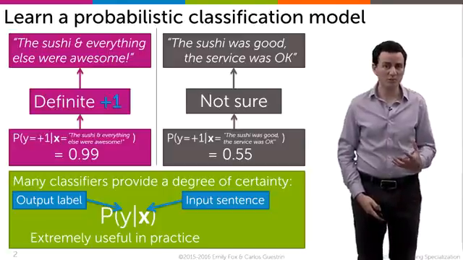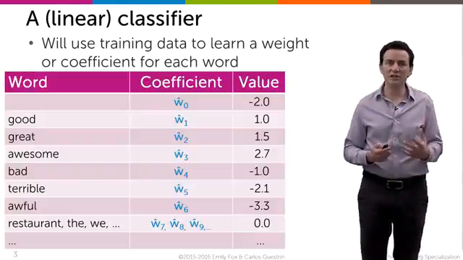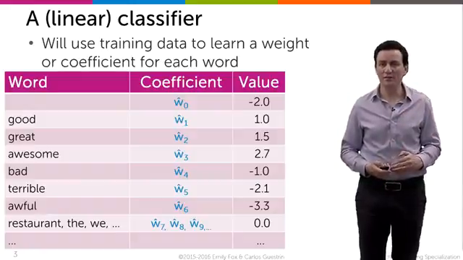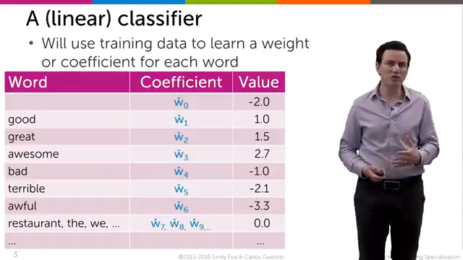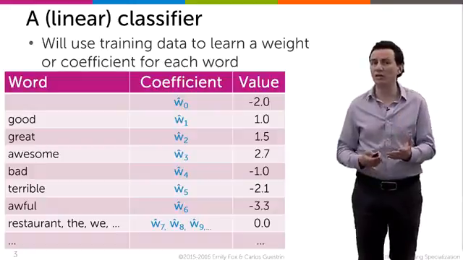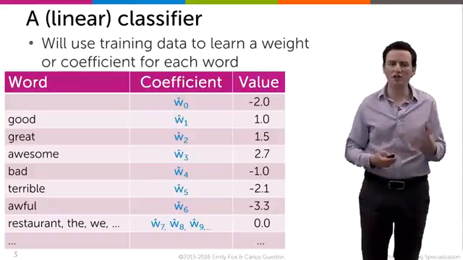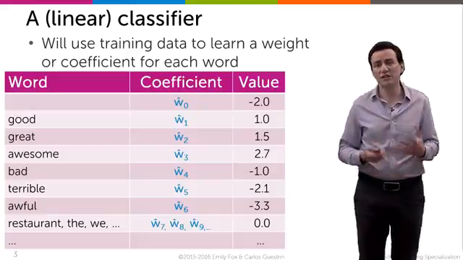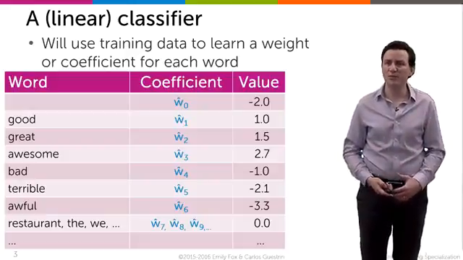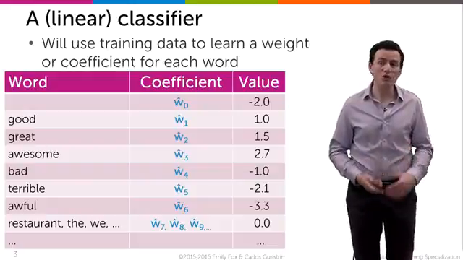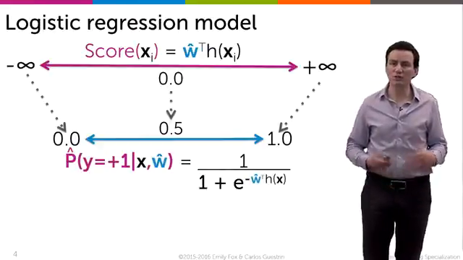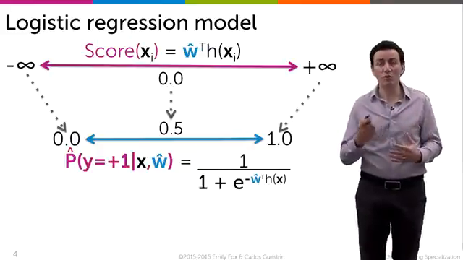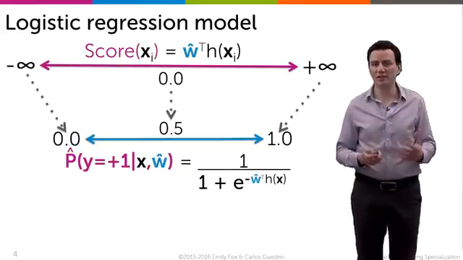So we talked about this task, and we discussed linear classifiers where we're going to associate a weight or a coefficient with every input feature. In our case, those would be words like good, great, awesome, and so on. Positive words might have positive coefficients, negative words may have negative coefficients. So this is our model, and we define a score function, which is the weighted combination of the coefficients with whatever words appear in a particular input sentence.